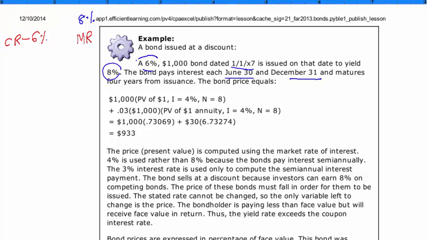So 6% will be paid twice, means 3% on 30th June and 3% on 31st December, and the bond matures 4 years from issuance. So the maturity date is 31st December 2011. Okay, this is the maturity date. So what is the present value of the bond? The bond value currently, the present value, is what?